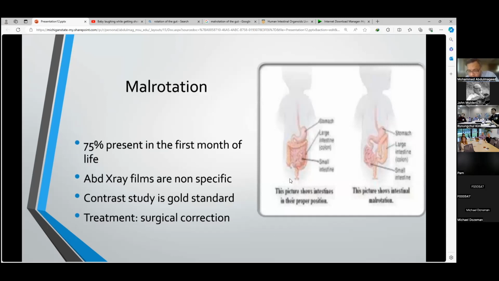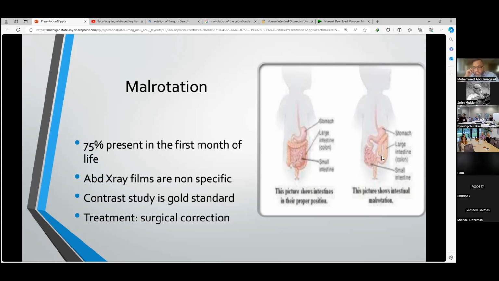I don't know if you can see the picture well, I think it's a little hazy, but in normal rotation, the gut with the stomach will come almost in the middle, a little bit to the left, and the small intestine will be exactly in the middle with the colon surrounding. That's normal rotation of the gut. With malrotation, this doesn't happen. The small intestine will be placed on the right side of the child and the large on the left side. This can cause constrictions, can cause volvulus, where the intestines twist on their own, and it can cause intestinal obstruction.